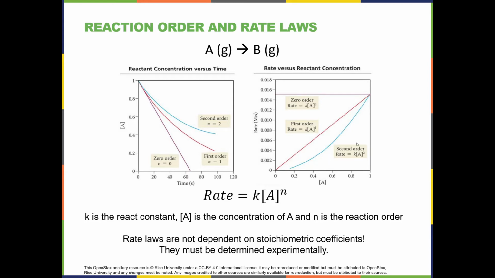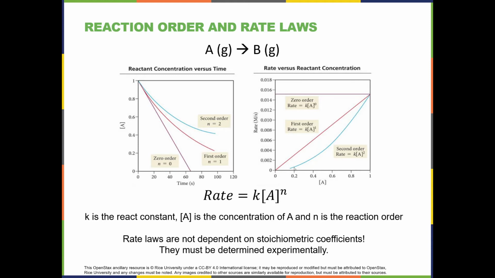What about second order? Well, second order, we have a squared effect. So if we go from 0.2 to 0.4, we double the concentration of A, but we actually make the rate 4 times as much. So let's say that this is, I don't know, what is a quarter of that?